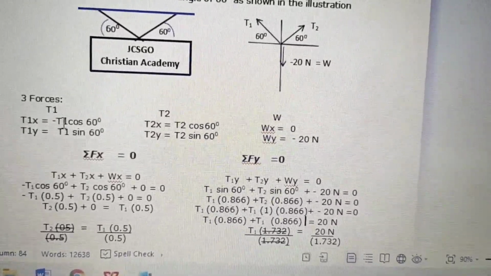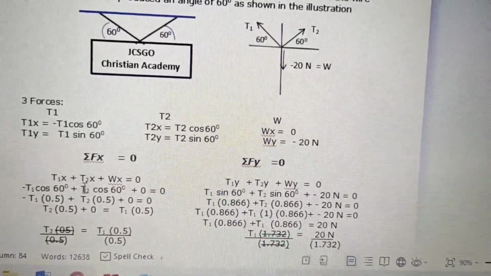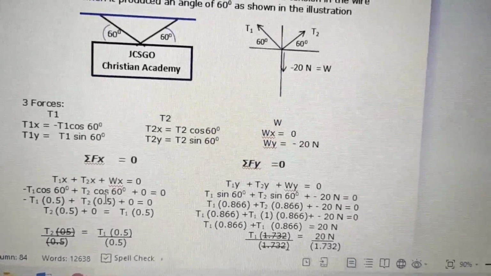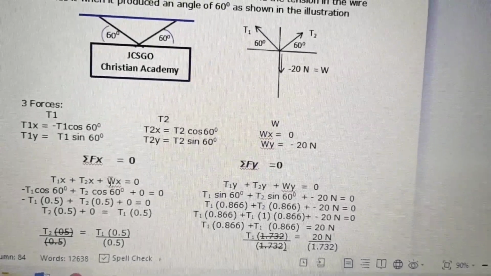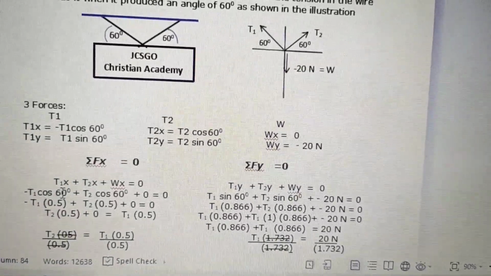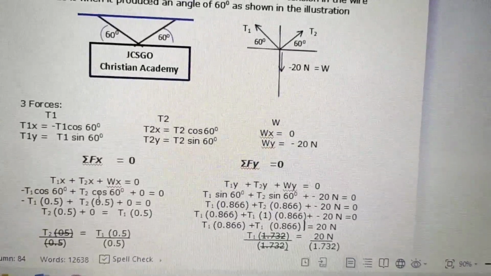It is negative T1 cosine 60 degrees. What is the value of T2x? We have T2 cosine 60 degrees. What is the value of our Wx? It's 0. So, negative T1 cosine 60 degrees plus T2 cosine 60 degrees plus 0 is equal to 0.